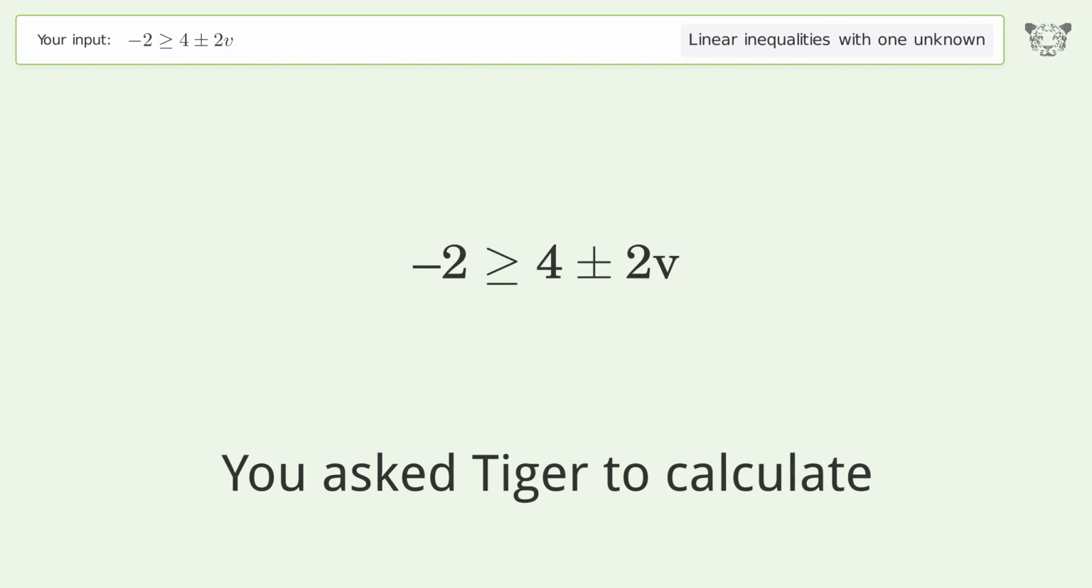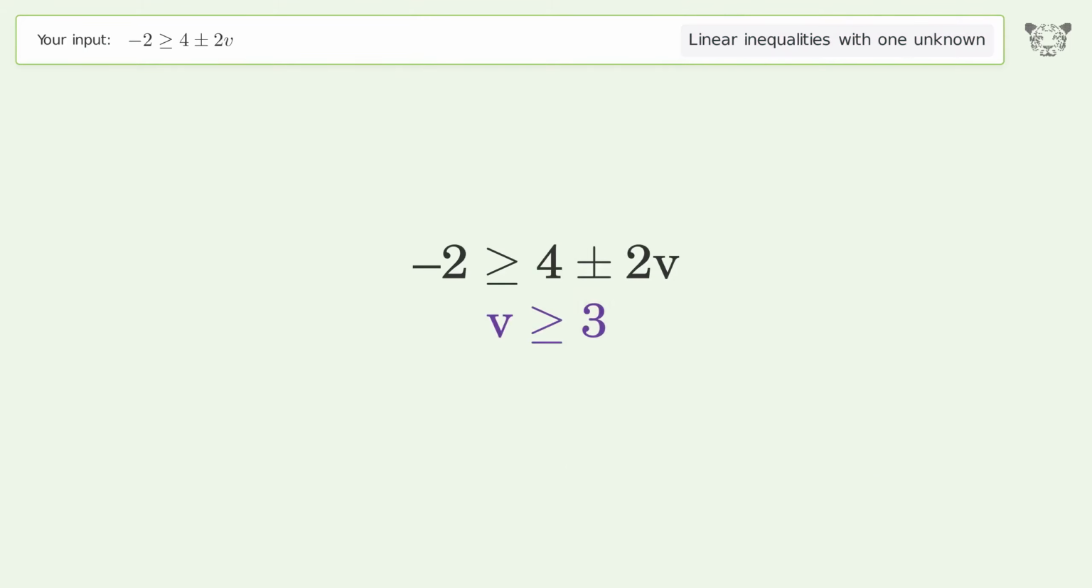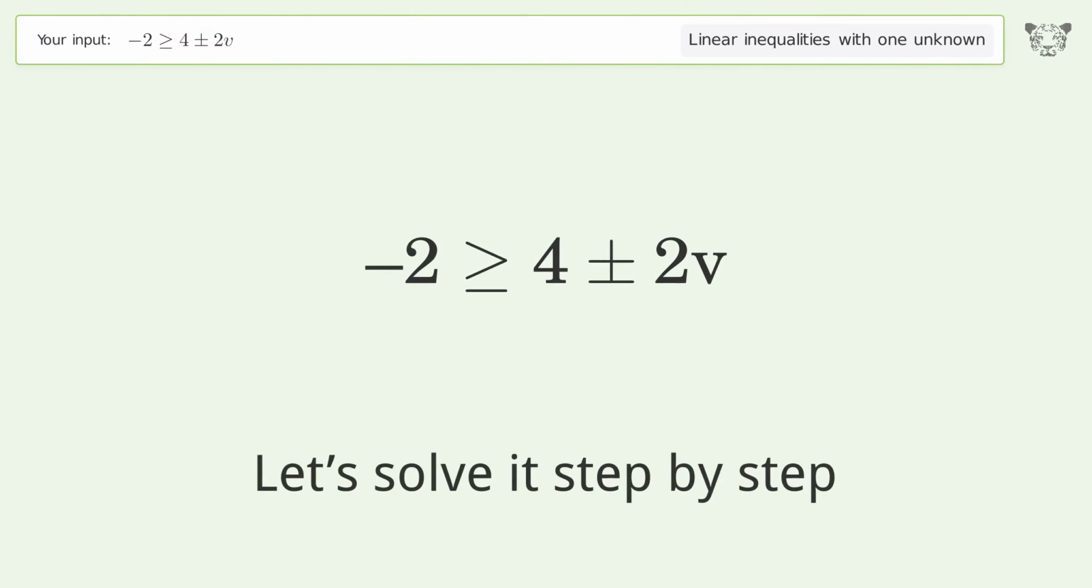You ask Tiger to calculate. This deals with linear inequalities with one unknown. The final result is v equal or greater than 3. Let's solve it step by step.